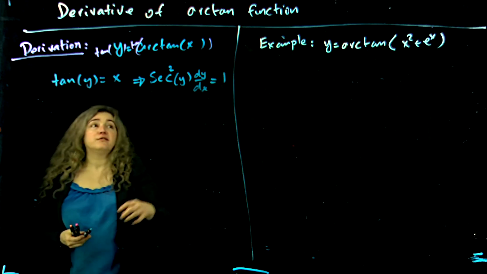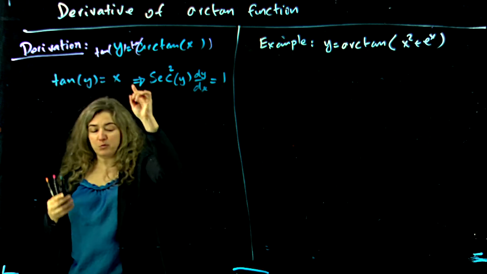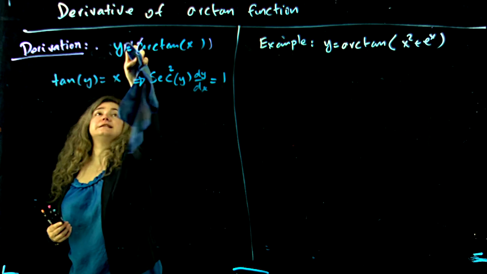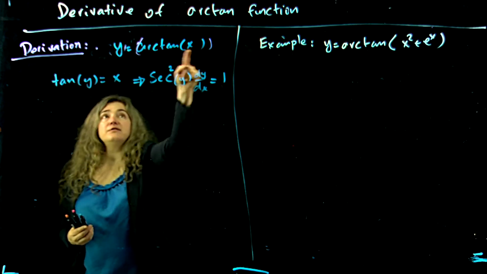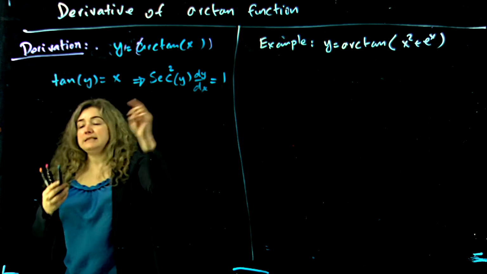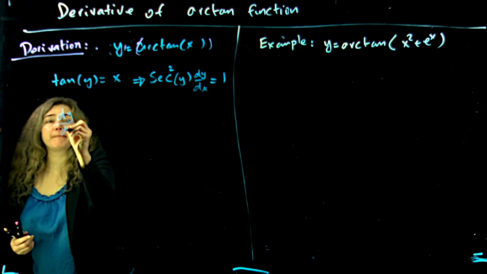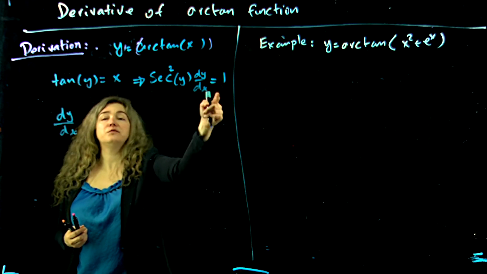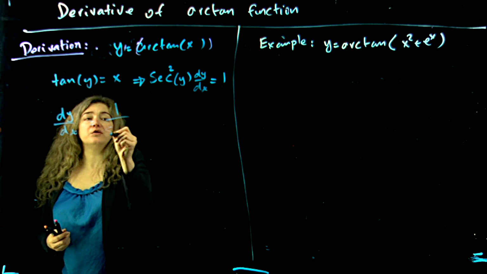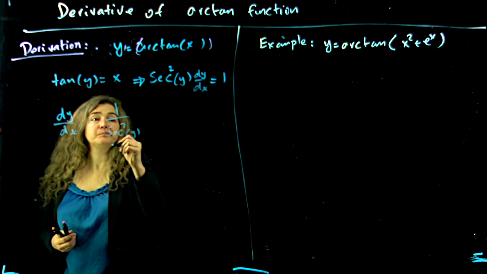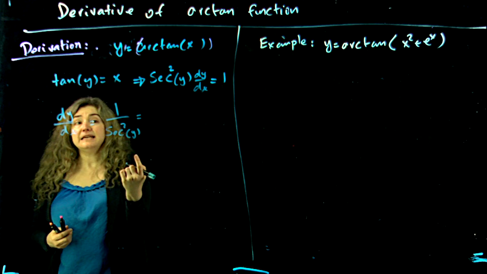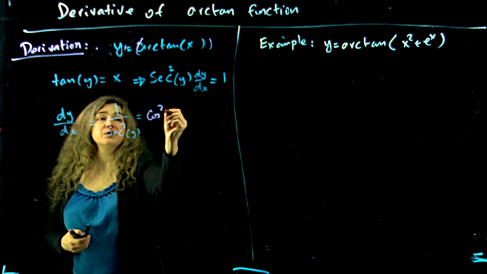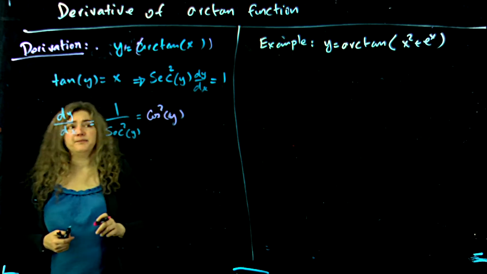So if I want to solve for the derivative of the function, what was the function? Let's erase what I put around it. The function was y equal to arctan of x. So if I want to find dy dx, I have to divide both sides by secant squared of y, which gives 1 over secant squared of y. What is secant of y? Secant of y is 1 over cosine of y, so this is going to be cosine squared of y.